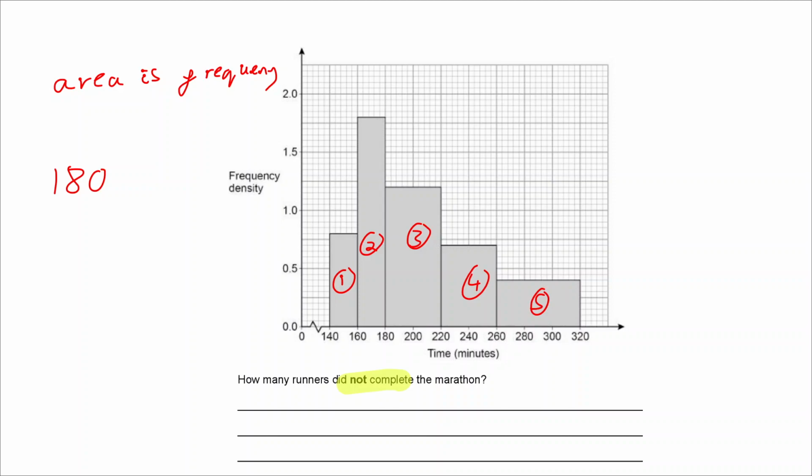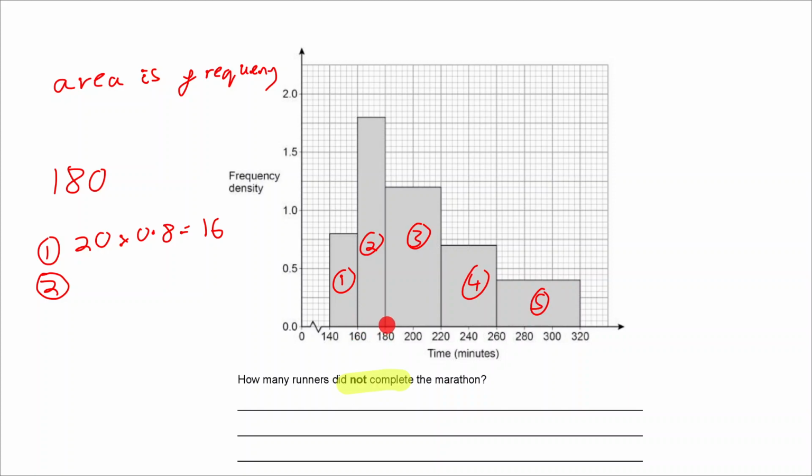If I look at rectangle number 1 to begin with, it's got a base of 20 and it's got a height of 0.8. Every 2 squares is worth 0.1. So that's 0.8. So the width of it is 20, times it by 0.8. You can use a calculator here. That's going to give you 16. Done.